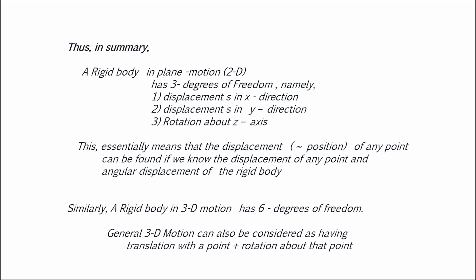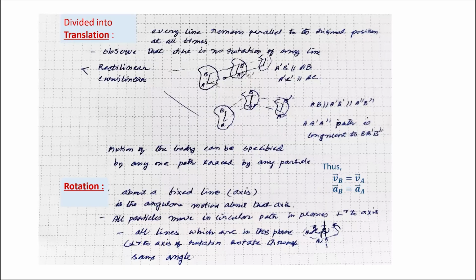So that is 3 degrees of freedom. And this can be extended to 3 dimensions, where you can find out the position of any point in the body if you know the position of another point and the rotational component. Okay. So what is that finally which we have to do? So we have to go step by step.